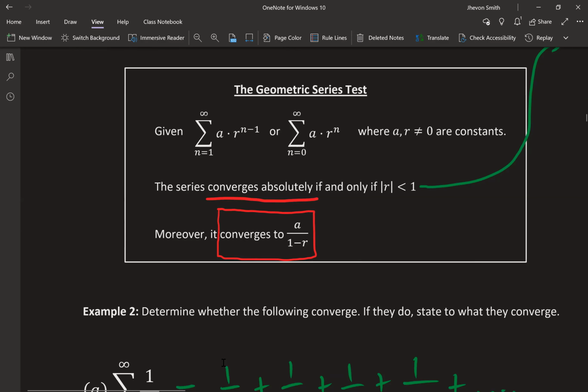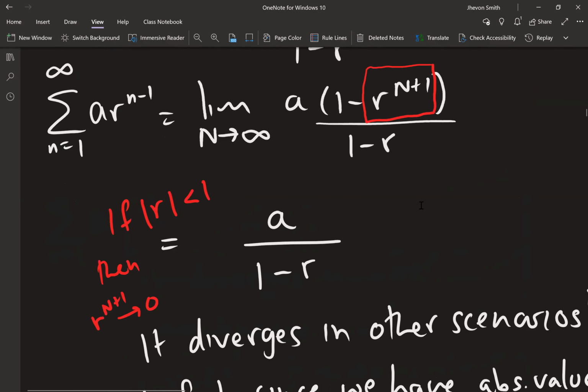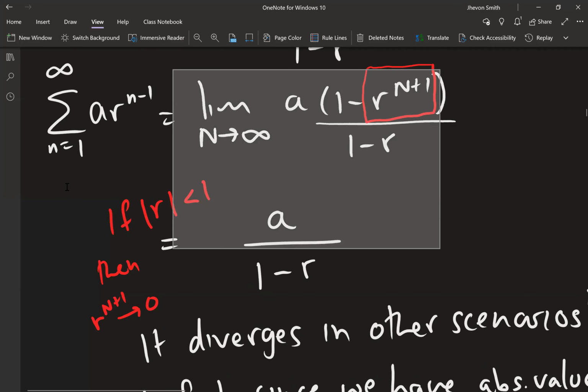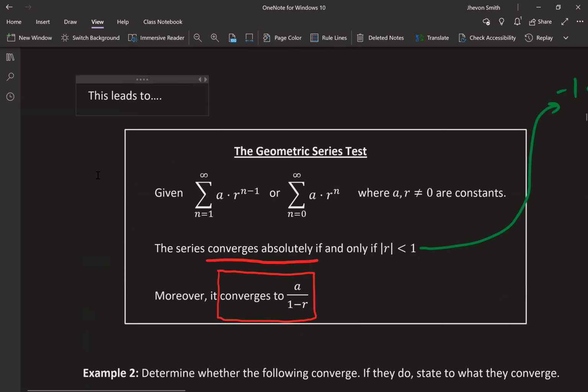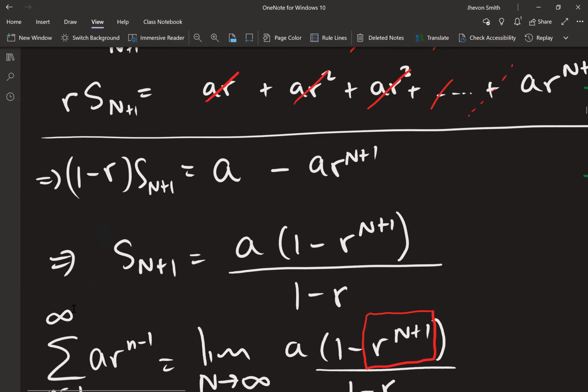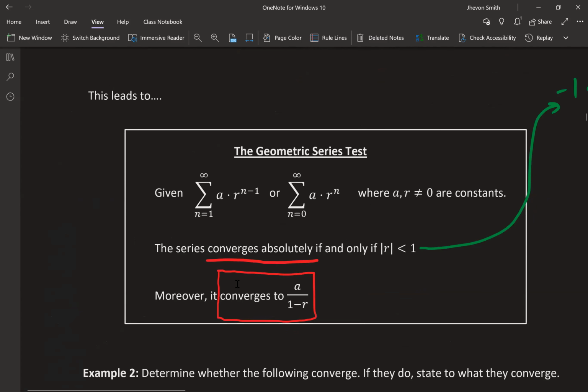You don't need that. That's not what you need to focus on. You need to focus on what's in this box. This box has everything you need to know. This is actually deriving what we have in this box.